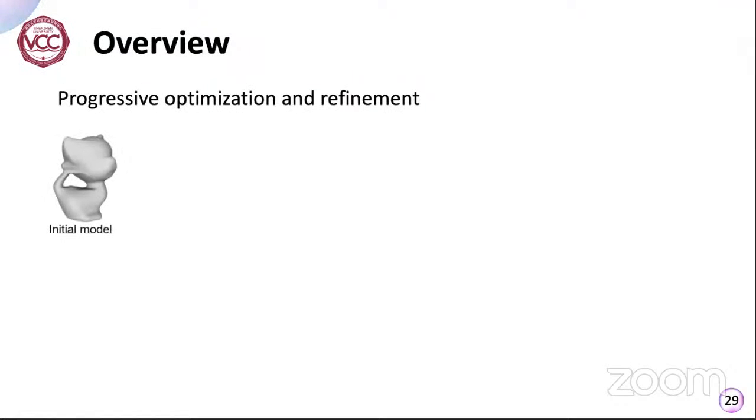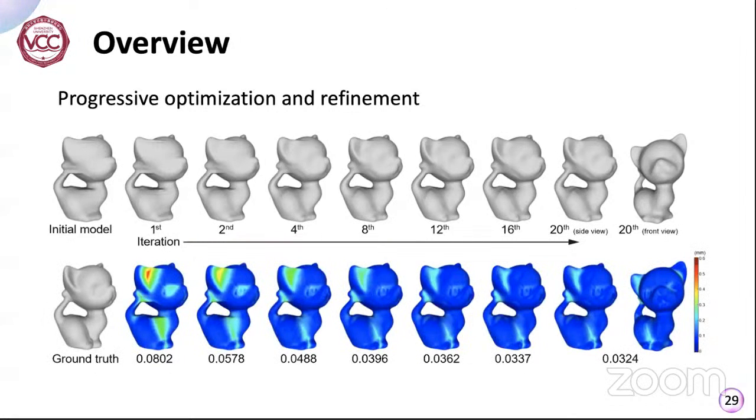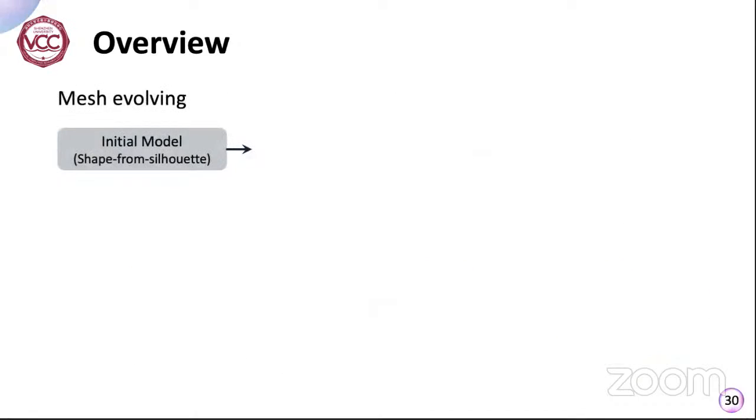So here comes our idea. We start with an initial model, and then it will be optimized gradually to achieve a satisfactory result after several iterations, with the necessary geometry details recovered. Compared with the ground truth, as visualized with this color map at bottom, the average distance from the reconstructed models to the ground truth decreases effectively as expected. So the final result looks pleasing. In particular, I'll go into detail now.